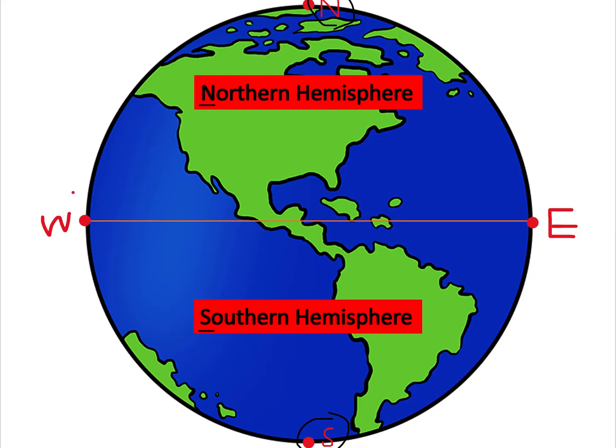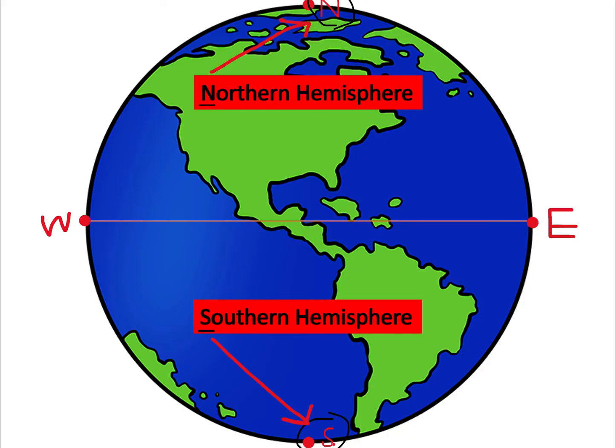So remember, all of this space at the top here is the northern hemisphere. N is for northern hemisphere. And all of this space here at the bottom is the southern hemisphere. S is for southern. N is for northern. And again, this imaginary line is called the equator, but it also shows us where the west is and where the east is. So we have north, east, south, and west.